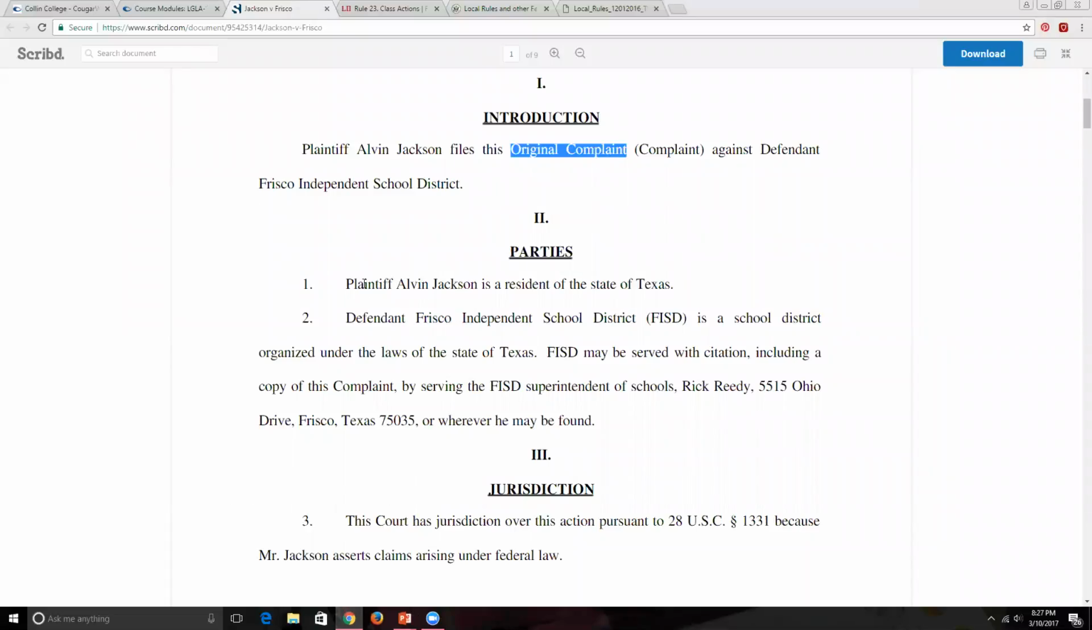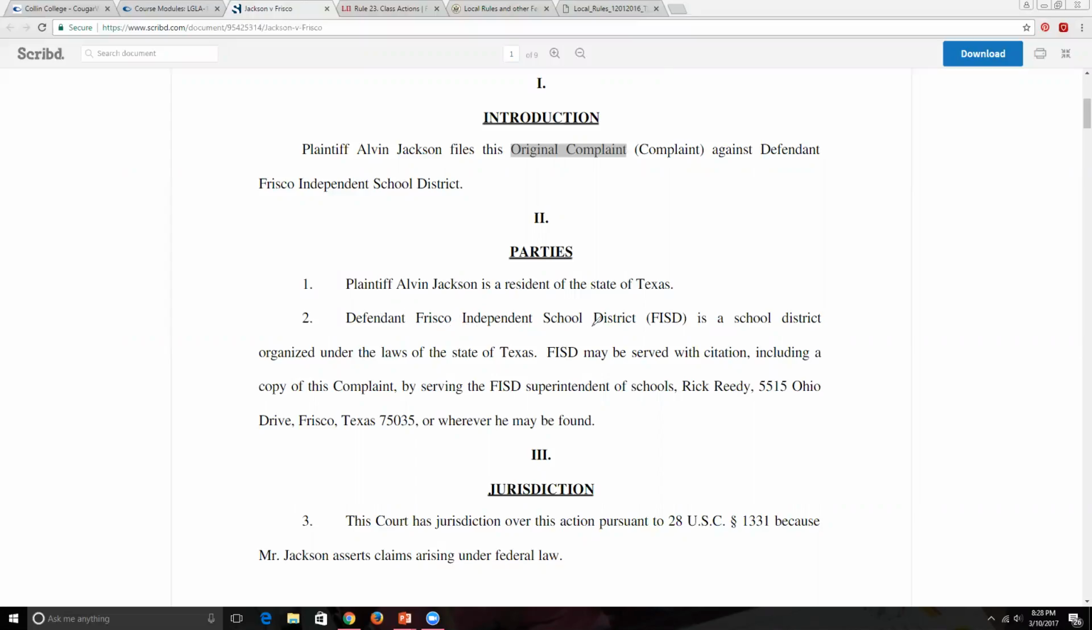Here we have our parties. Plaintiff Alvin Jackson, you can see here they have chosen not to put these within commas. They could have, it wouldn't have been wrong, but it's fine not to. But again, if you're going to put one comma here, you ought to put them both. But you don't have to use any of those commas if you don't want to.